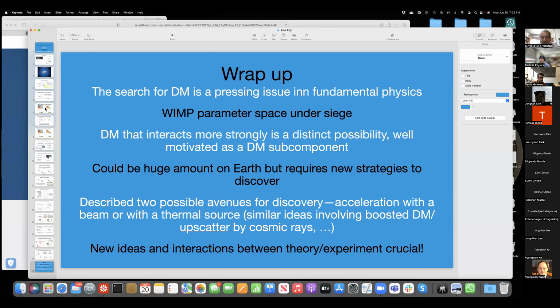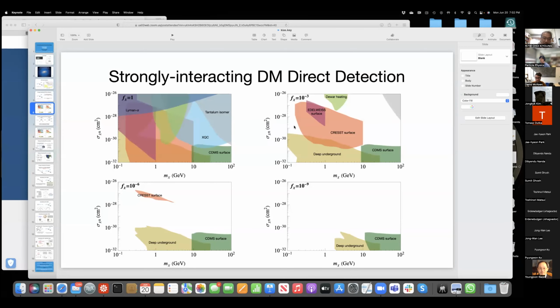We didn't put it on the plot, but it would be in this region over here, at masses below a GeV or so, and in the 10 to the minus 28 square centimeter region. But the sensitivity also falls off as you dial down the fraction of the dark matter that this component makes up. So that's another very good way of leveraging existing observations or existing experiments to look for such stuff.